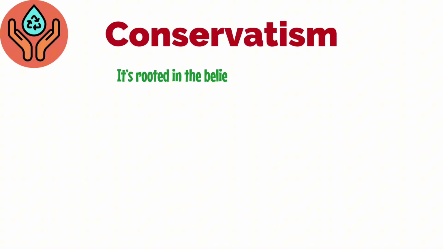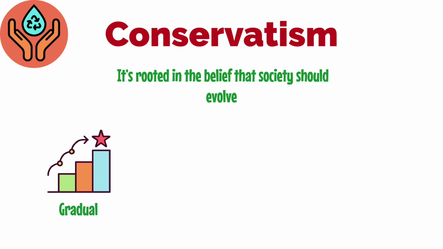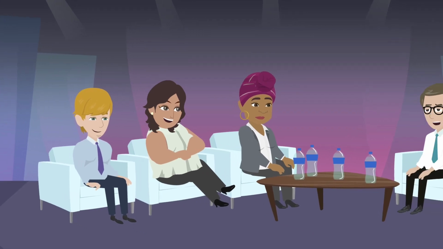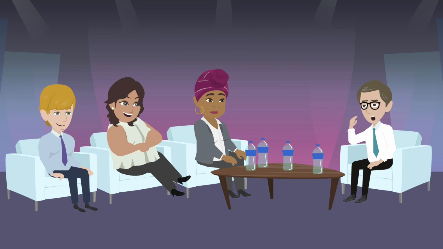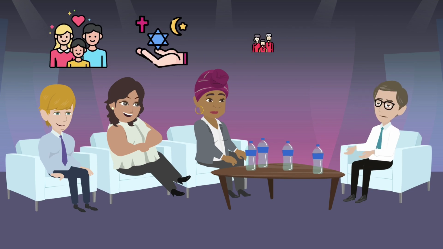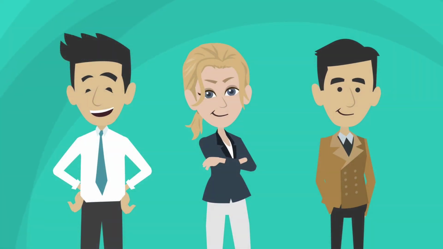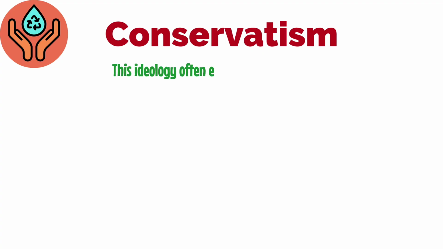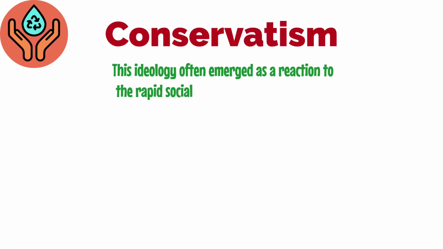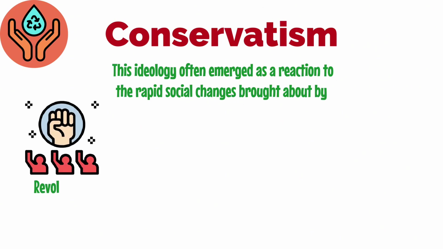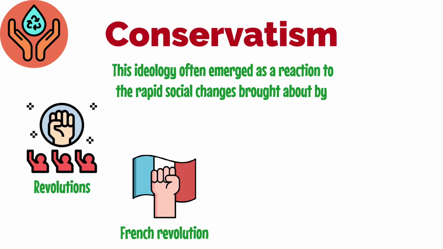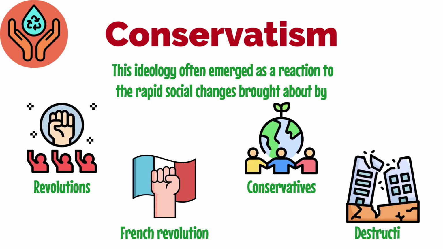It's rooted in the belief that society should evolve gradually and that sudden changes can lead to chaos and disorder. Conservatives argue that long-standing institutions like family, religion, and national customs are the foundation of a stable society and should be preserved. This ideology often emerged as a reaction to the rapid social changes brought about by revolutions, particularly the French Revolution, which conservatives viewed as destructive.